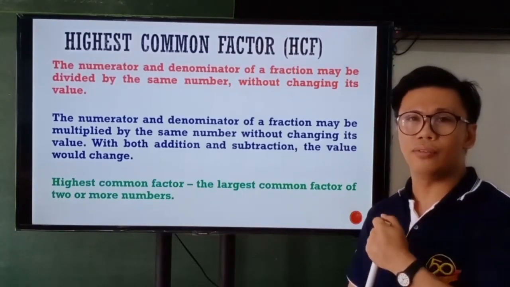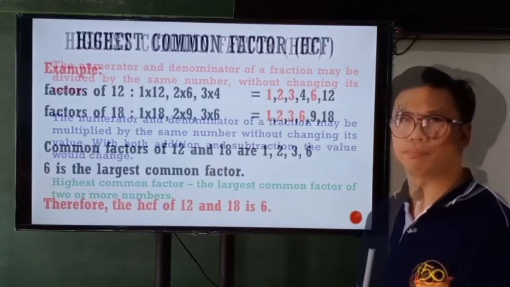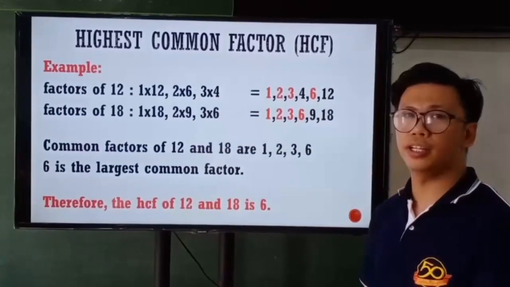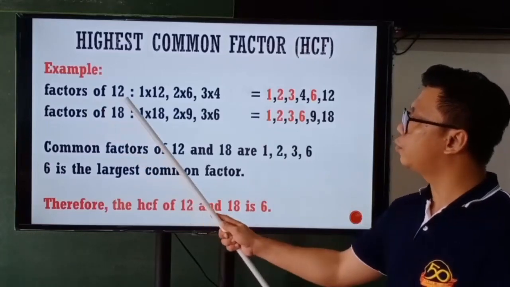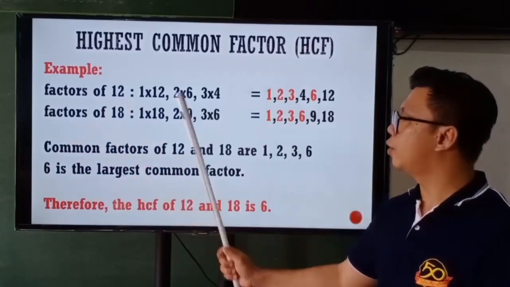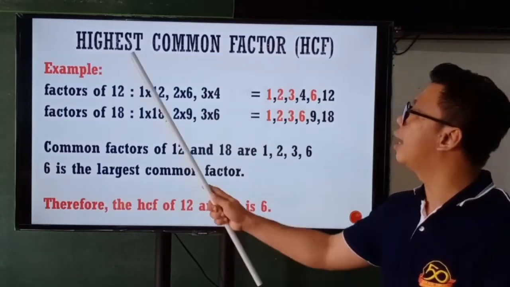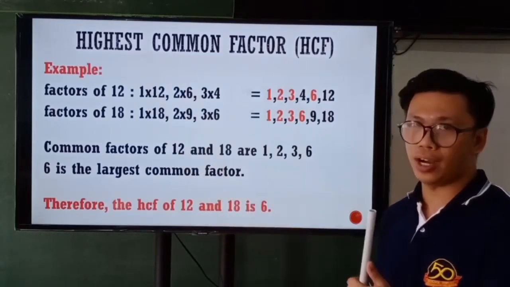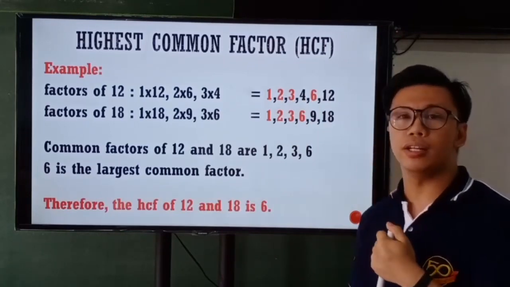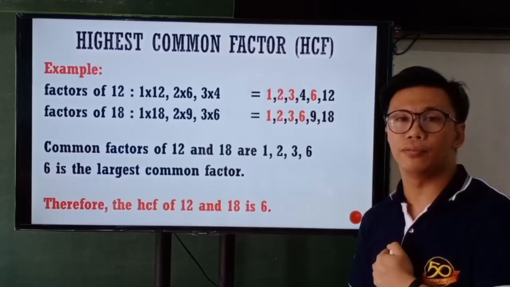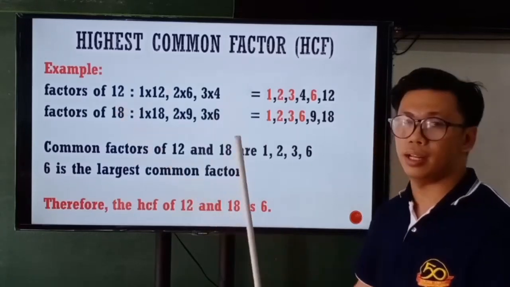Understand? Okay, let's have an example to help you understand more. We have here the factors of 12 and the factors of 18. The question is, we will find the highest common factor. So we have here the first method. The first method is, we will get first the factors of 12 and 18.